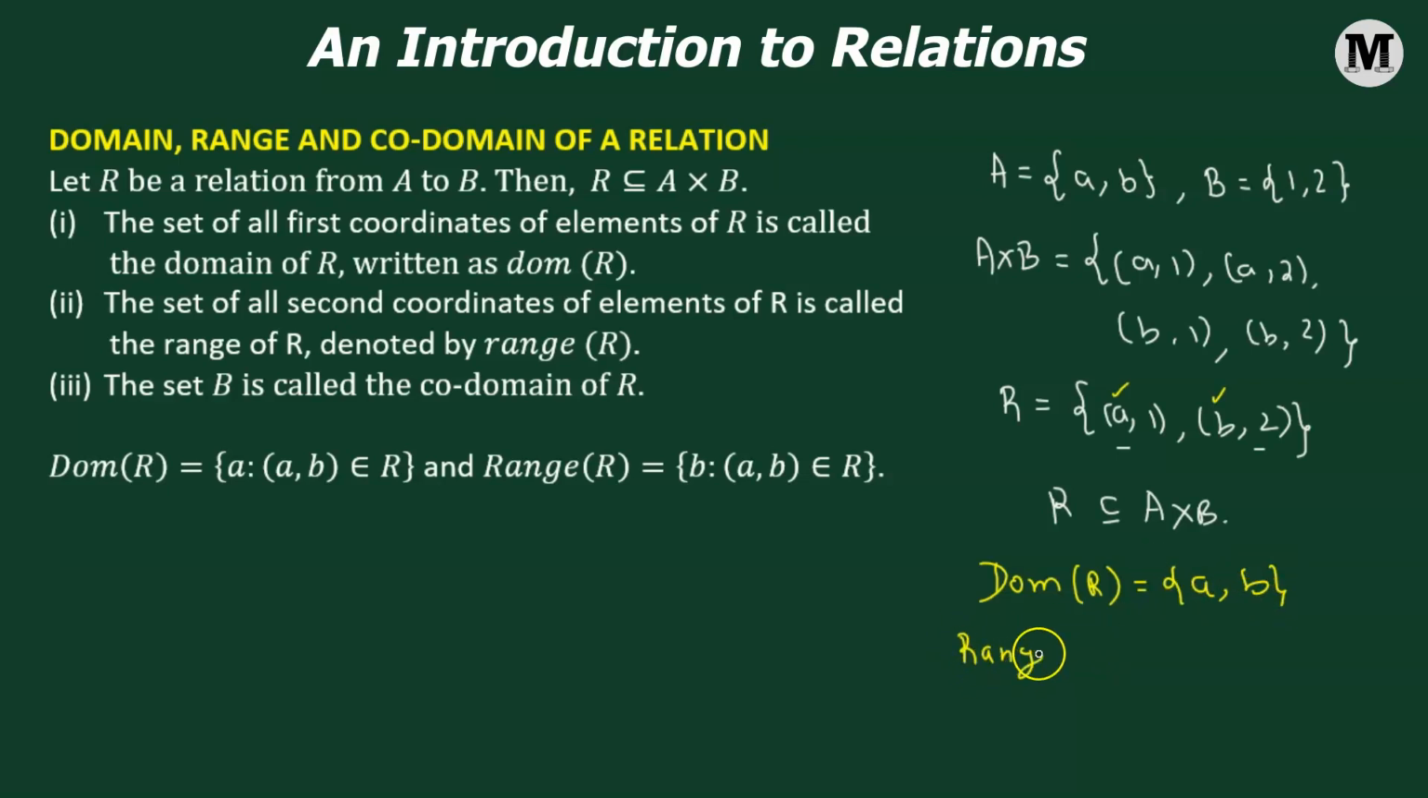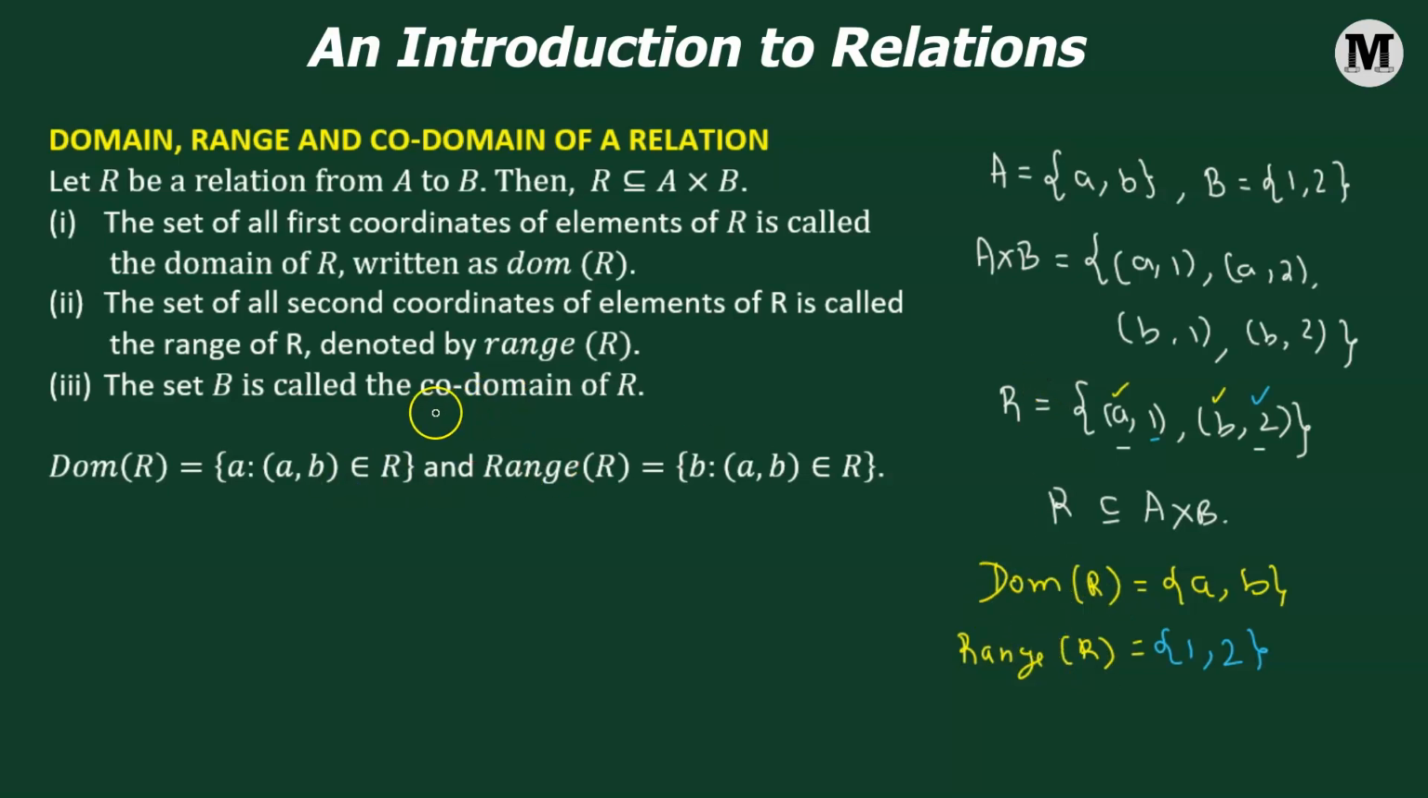Now the range of R will be such that we pick up only the second elements of each of the two ordered pairs. So here we have 1 and 2. That means the range of R is going to be the set containing the elements 1 and 2. That's a very simple task of how we can find the domain and the range of a given relation.